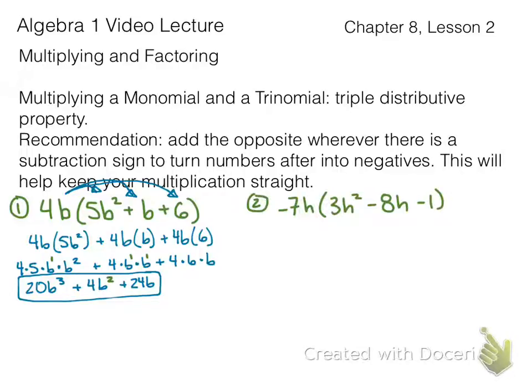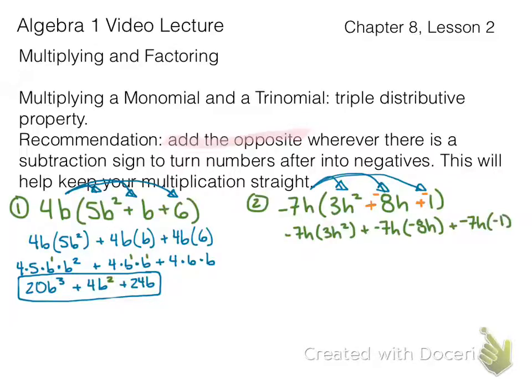So let's do another example problem. We have negative 7h times the quantity 3h squared minus 8h minus 1. And again, I recommend going through and adding the opposite. So I'm going to end up with a positive negative 8 and a positive negative 1, all right? See, I did do it in a different color, but yeah. Okay, so negative 7h times 3h squared plus negative 7h times negative 8h plus negative 7h times negative 1.